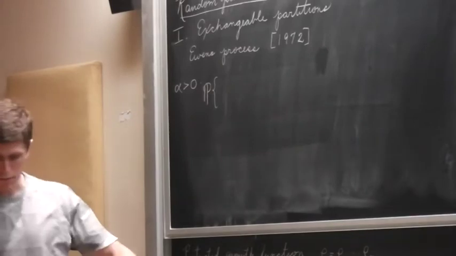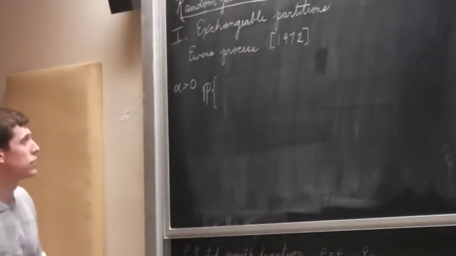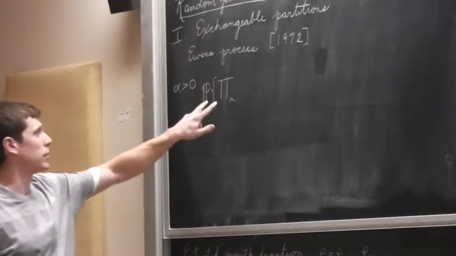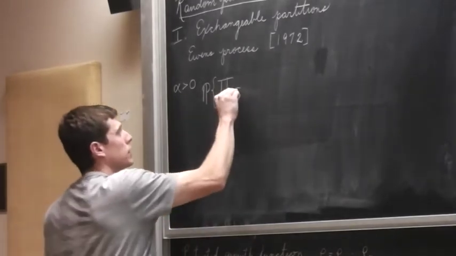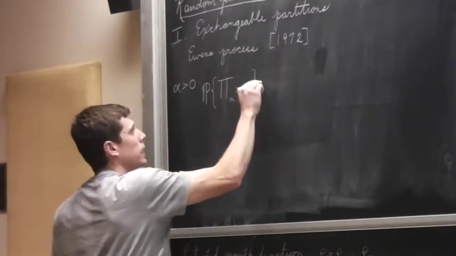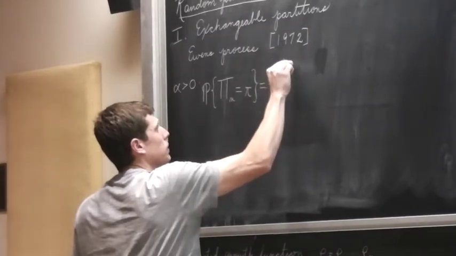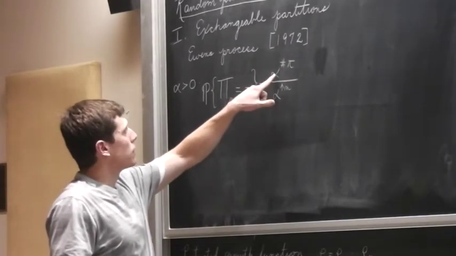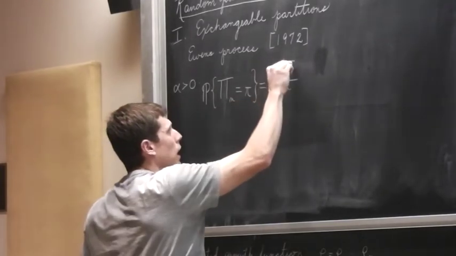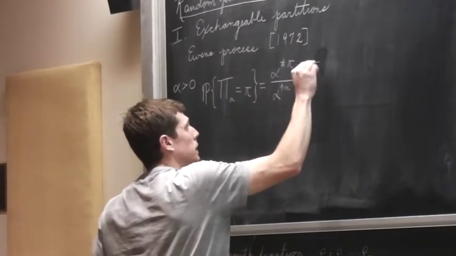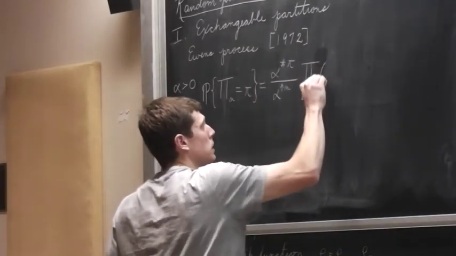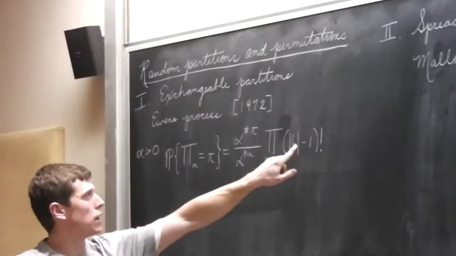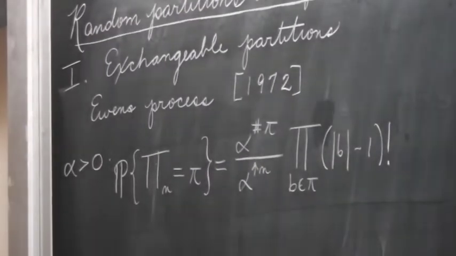So we think of having the set of all partitions of some finite set of size n. I'll use capital pi to mean that I'm talking about a random partition, and the probability that this random draw takes a specific value pi is going to have this form. There's some part where we have alpha, the parameter, raised to the power of the number of blocks in pi. This is the rising factorial, and then we have the product over the blocks of the factorial of the size of the block, the cardinality, minus 1 factorial.